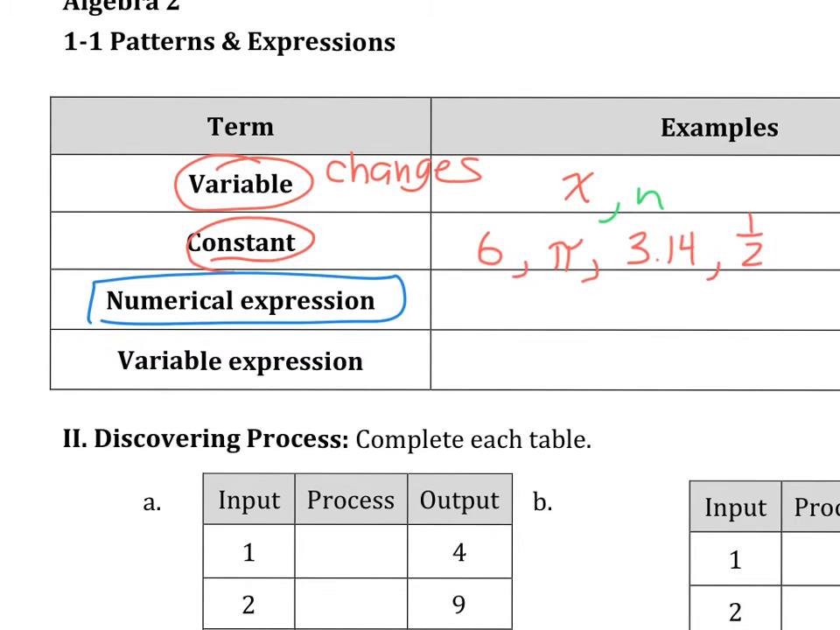Numerical expression. Things like 6 plus 3. Things like 15 times 11. These are just operations and numbers. Numbers and operations. So by extension, a variable expression will just be numbers, letters, and operations together. 6x plus 3. There you go. Now we have a variable expression.